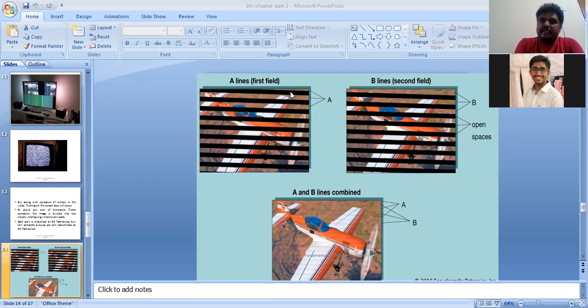They are kind of interlaced. Here this portion is there. So in the next one, here one portion, here another portion is scanned.